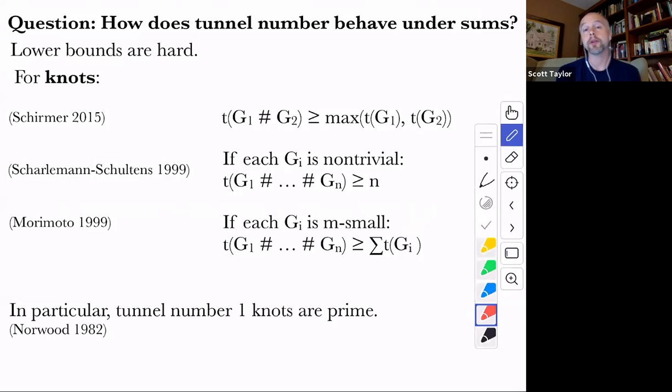In particular cases, we can do much better. Morimoto showed that if each of the knots is m-small, and I'll not say much about that, which is a particular class of knots, if each of the knots is in that class, then the tunnel number of the sum of the knots is at least the sum of the tunnel numbers. Scharlemann and Schultens' result implies an older result of Norwood's that tunnel number 1 knots are prime.